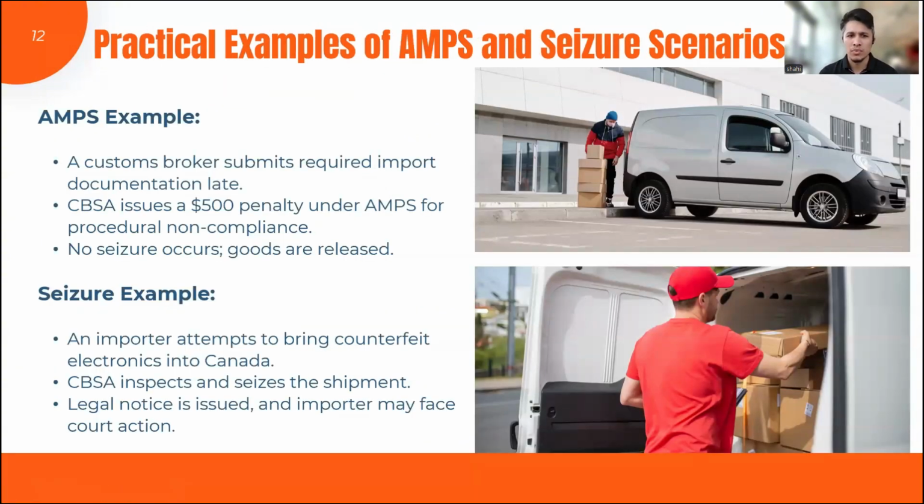Now let's look at some key differences and examples between AMPS and seizures. Legally, AMPS is a civil process, whereas seizure, however, involves criminal charges. Let's go to the example. Let's say a company incorrectly classifies the goods on an import declaration. That might result in an AMPS penalty of $500. But if someone tries to bring in undeclared alcohol or narcotics, the CBSA would seize those items immediately.